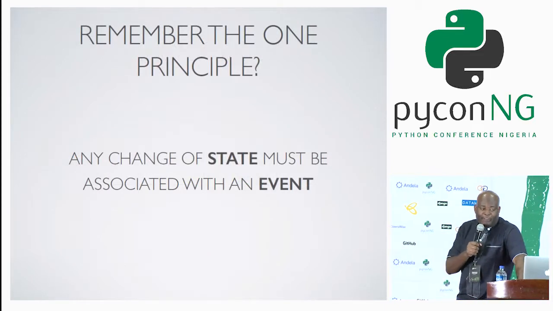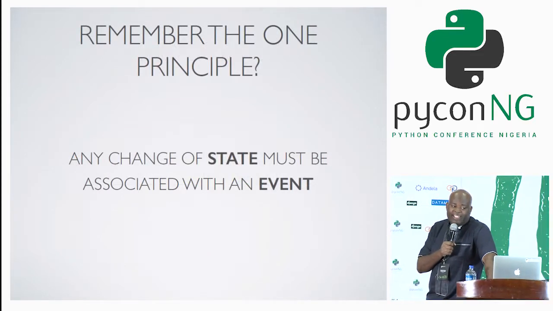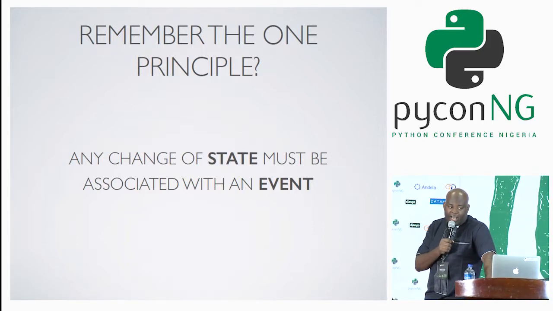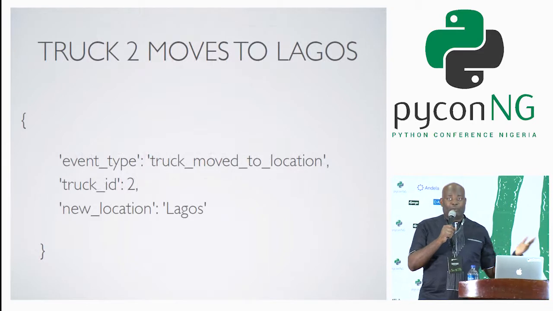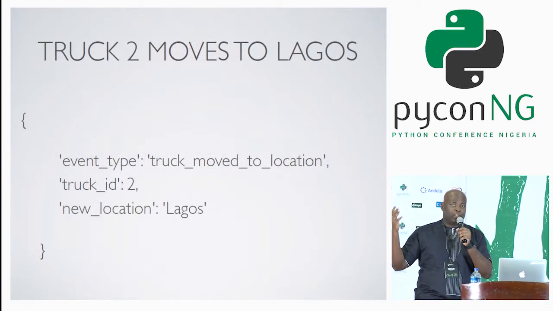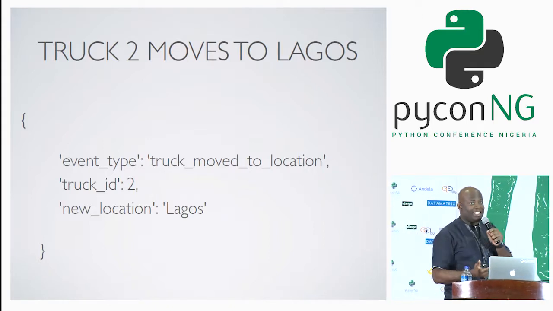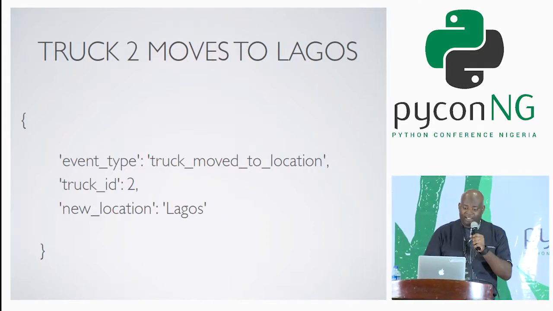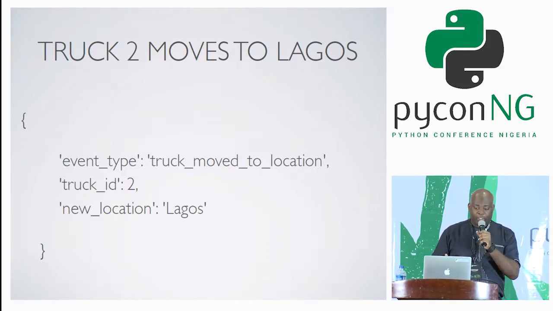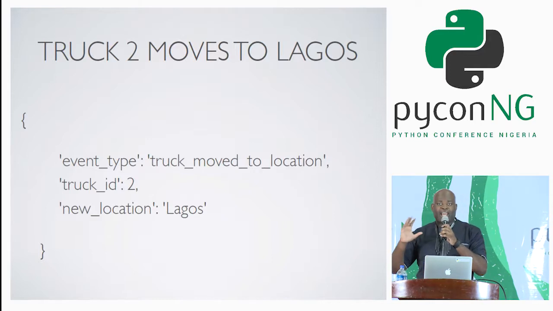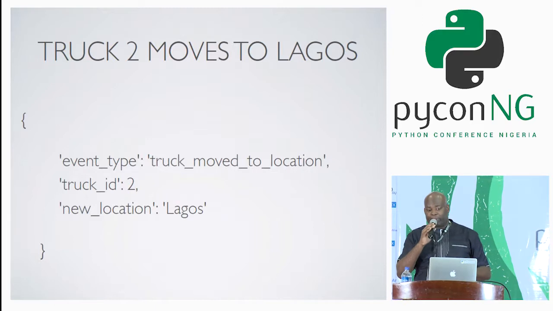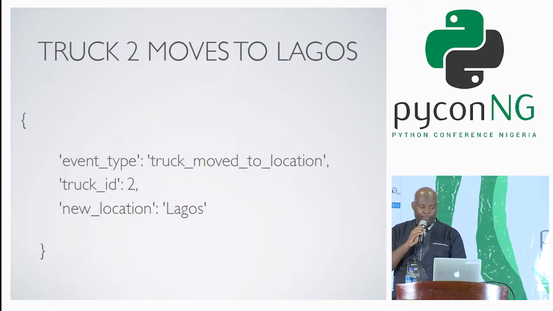So if you guys remember the first principle, any change of state must be associated with an event. This is exactly what an event looks like, right? So something has happened, a truck location. You have an event type that's usually in the past tense. It says that truck ID number 2 is now in Lagos. So that is an event. That is an event that your application would emit.